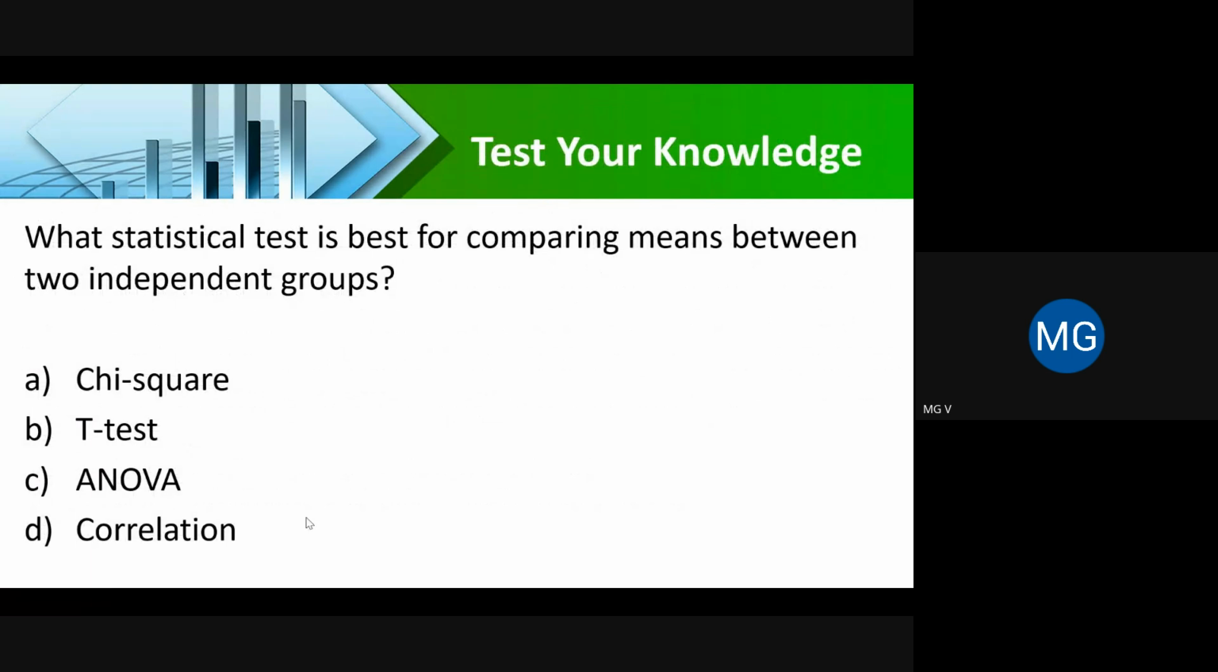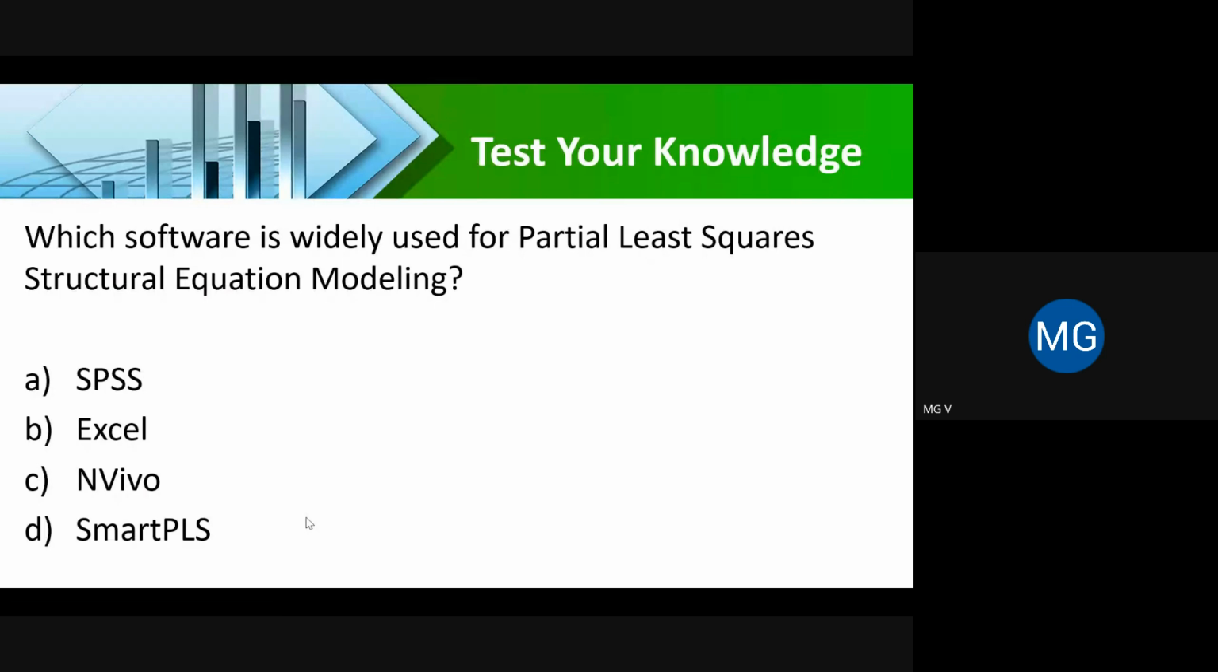What statistical test is best for comparing means between two independent groups? ANOVA? No. Correlation? No. Independent. Yes, it is the t-test. Which software is widely used for partial least squares structural equation modeling? SmartPLS. Right, SmartPLS.